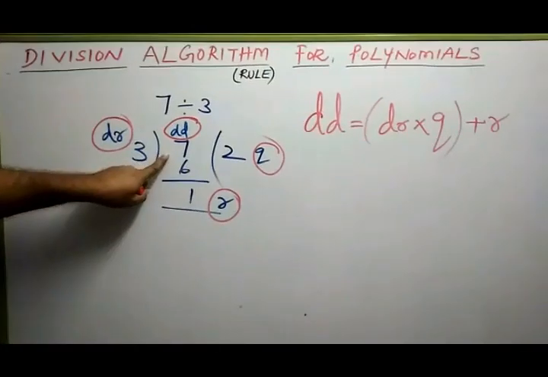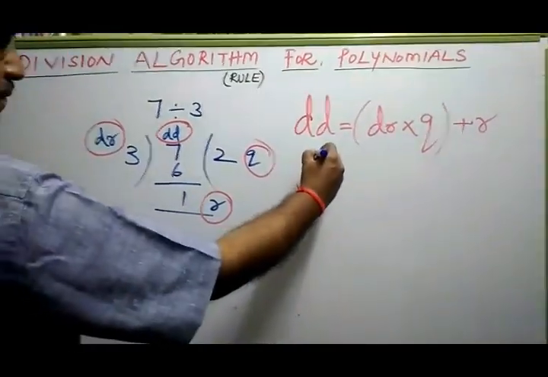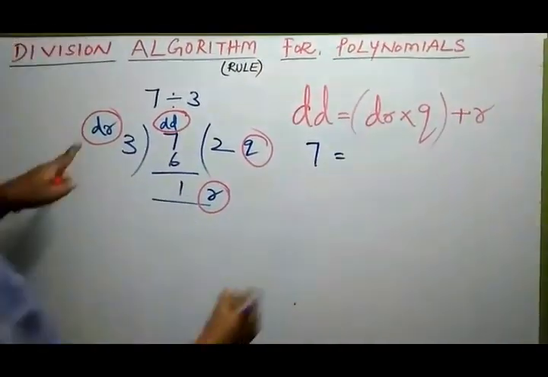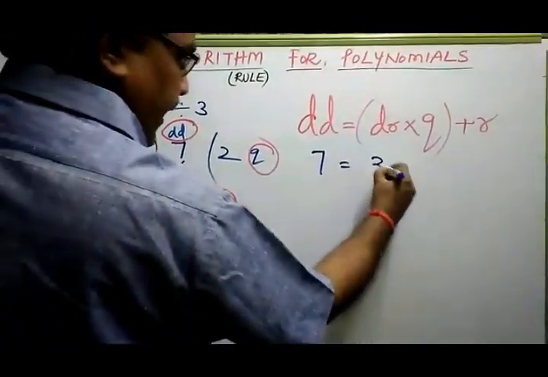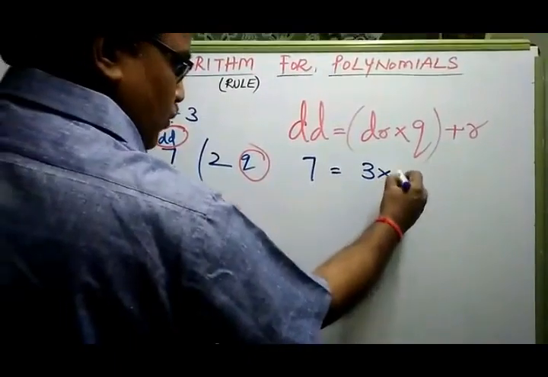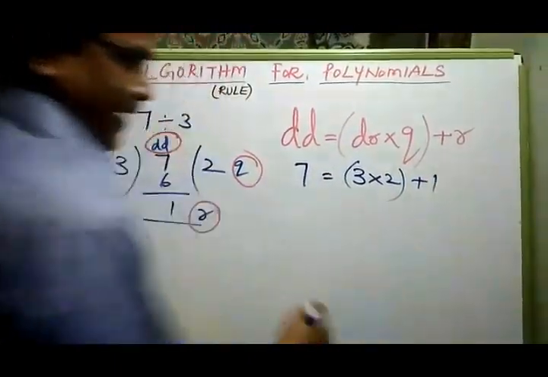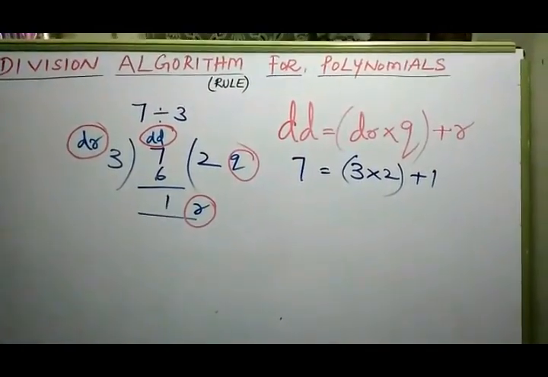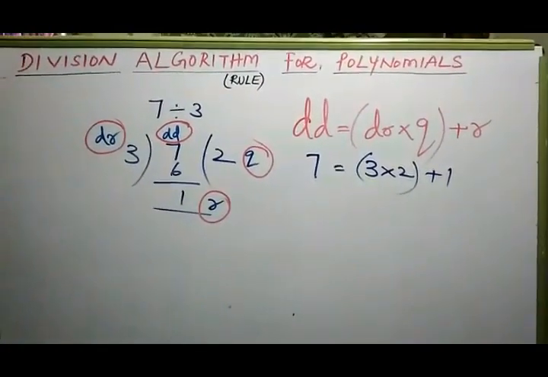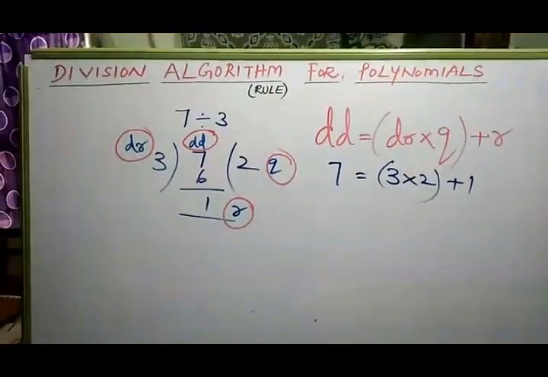What is the dividend here? Dividend is equal to 7. What is the divisor? Divisor is equal to 3. What is the quotient? Quotient is equal to 2. What is the remainder? Remainder is equal to 1. Whether the division algorithm will be satisfied or not, we have to check.